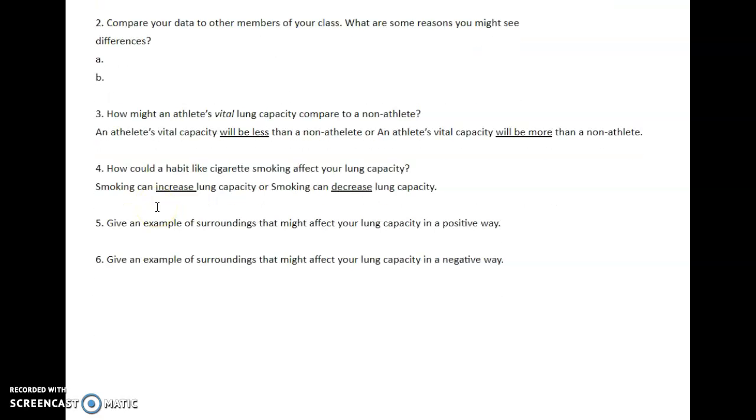And then we've got a couple more questions here, 3 and 4. I've got choices for you. So you've got two choices, or you've got two choices. And then give examples of your surroundings that might affect lung capacity in a positive way, and then give an example of your surroundings that might affect your lung capacity in a negative way.